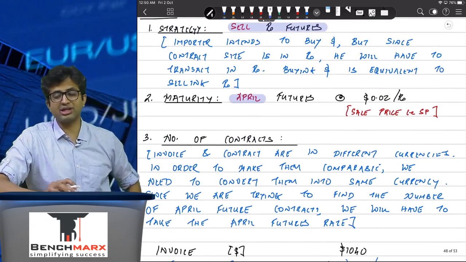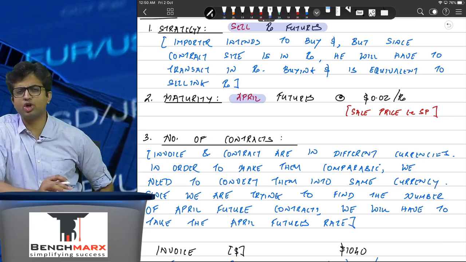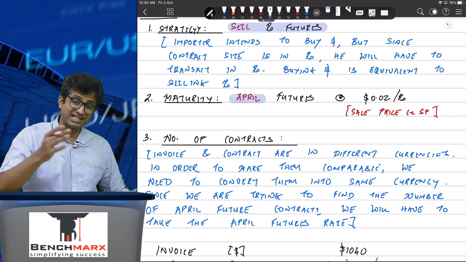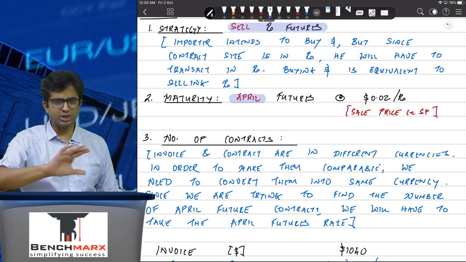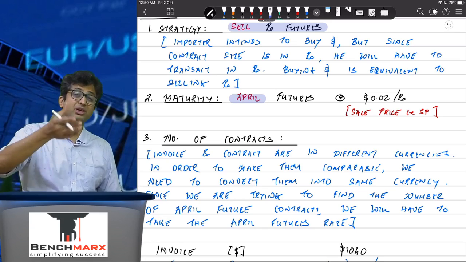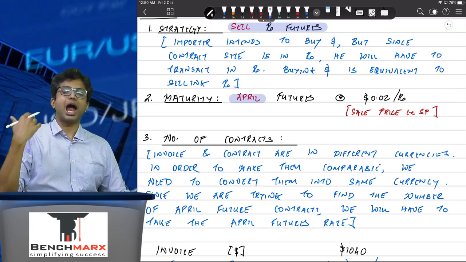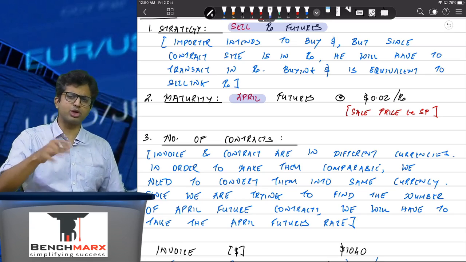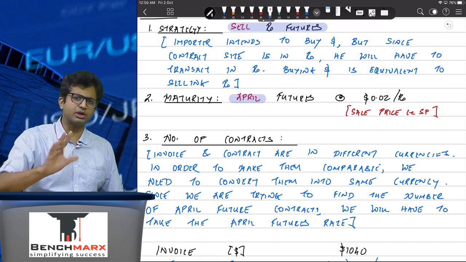Number of contracts. Now there's a challenge that your contract size is in rupees whereas the invoice is in dollars. So you either convert the contract size into dollars or you convert the invoice into rupees. You can do either of them. Here what we have done is we have converted the invoice into equivalent rupees. Now this is where students also make a mistake. At what rate should you convert? We say the invoice has to be converted at the spot rate, that is fine if you are not hedging. If you're not hedging, you convert it at the spot rate.